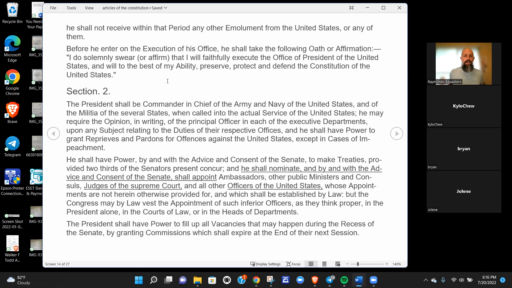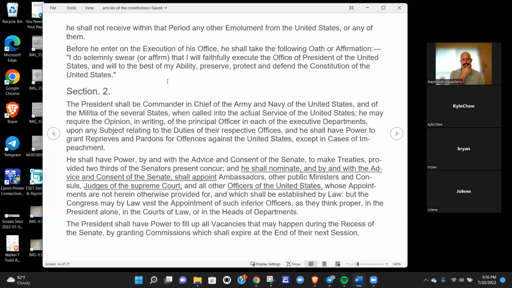He shall have power, by and with the advice and consent of the Senate, to make treaties, provided two-thirds of the senators present concur, and he shall nominate and, by and with the advice and consent of the Senate, shall appoint ambassadors, other public ministers, consuls, judges of the Supreme Court, and all other officers of the United States whose appointments are not herein otherwise provided for, and which shall be established by law. But the Congress may by law vest the appointment of such inferior officers as they think proper in the president alone, in the courts of law, or in the heads of departments.